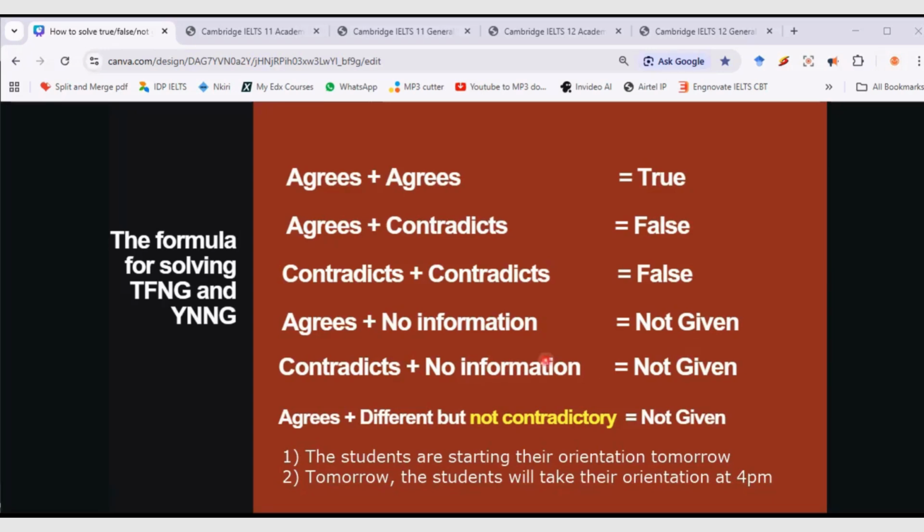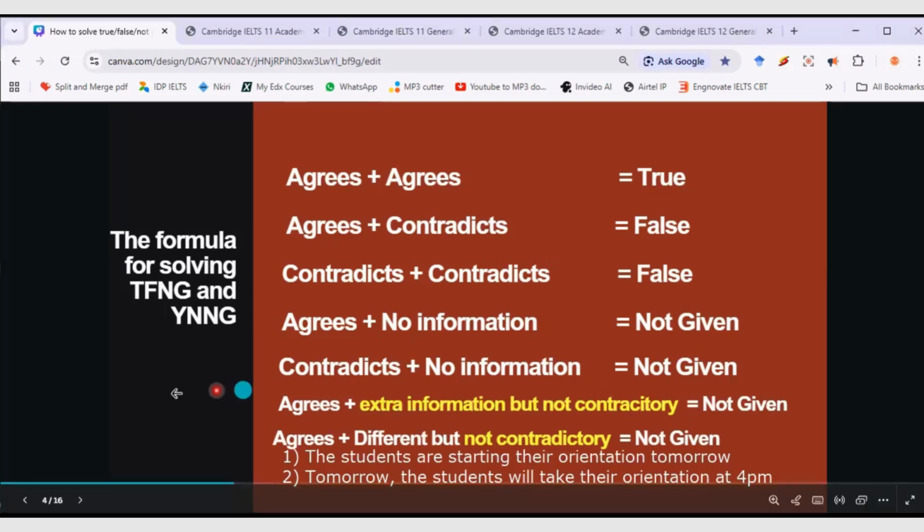Extra information means that the statement contains something that is extra. Something that is new, but is not necessarily contradictory. Extra information, but not contradictory. If we check the passage, we can see it. Hope you get my point now. Extra information, but not contradictory.